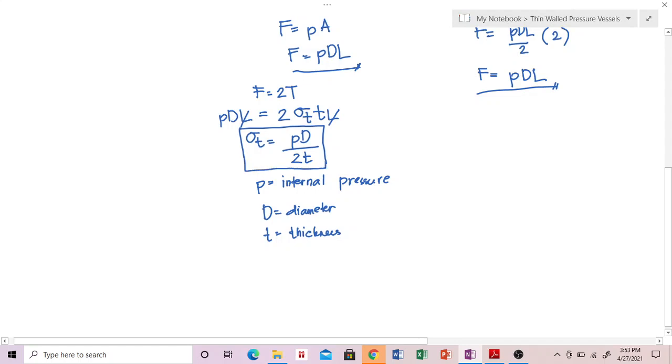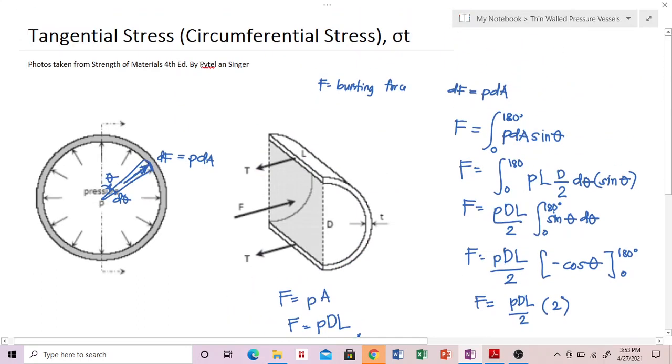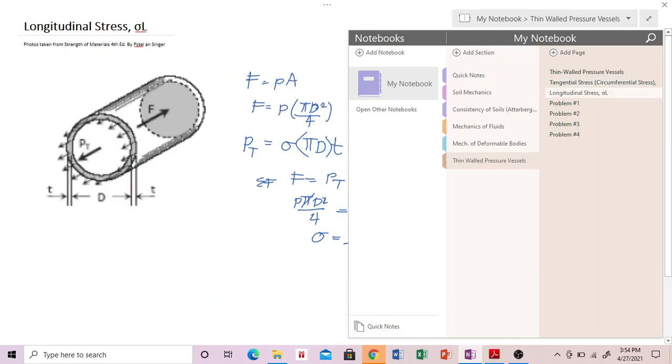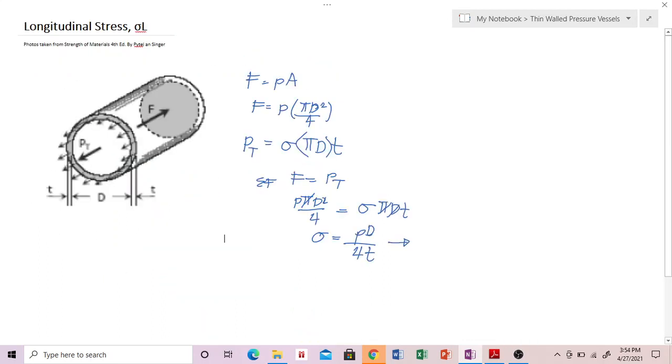Okay, now let's proceed to the longitudinal stress. Okay, for the longitudinal stress, consider pa din natin yung vessel. Okay, meron na dito. Delete na natin.